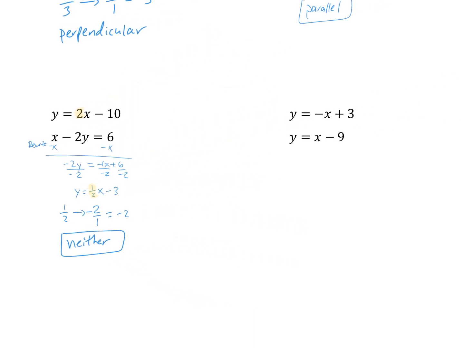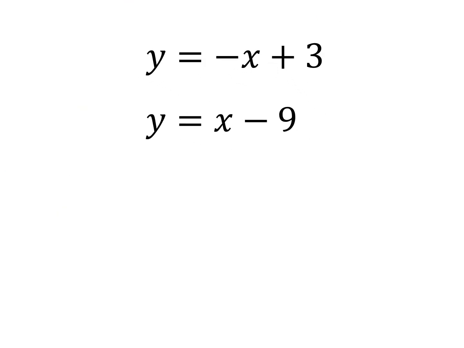All right, one more example. Okay, in this last one, we have to be careful here because we don't really see a slope, but remember every time we don't see a number as our coefficient, we know that that's an invisible 1. Okay, so we have negative 1 and 1. All right, so let's see if these are opposite reciprocals.